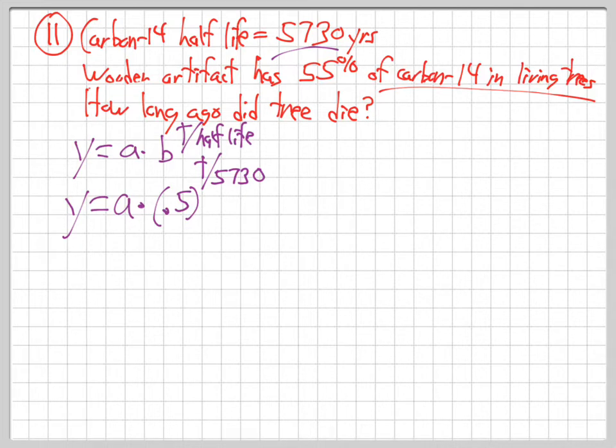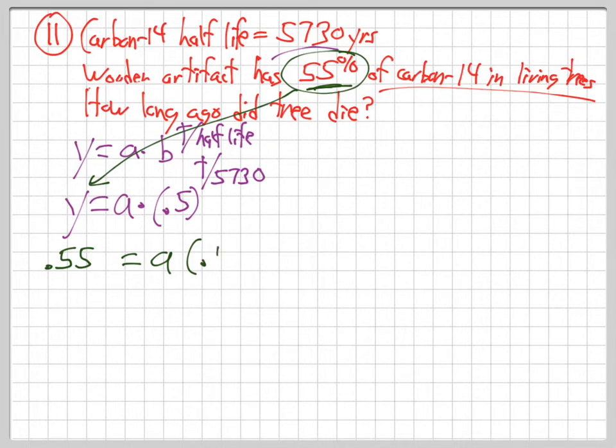Now, we don't know the starting amount. We don't know A. But here's what we know. It has 55% of its carbon-14 left, so we're going to take that and plug that in here. Now, here's the mistake a lot of people make. They go 0.55. They change to a decimal, and that part's correct, 0.55.